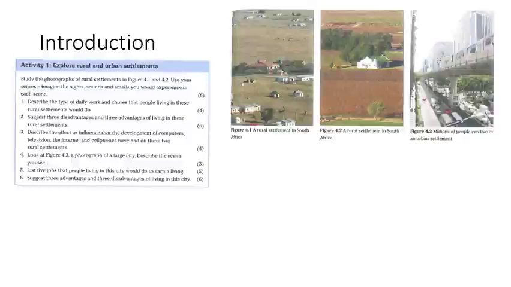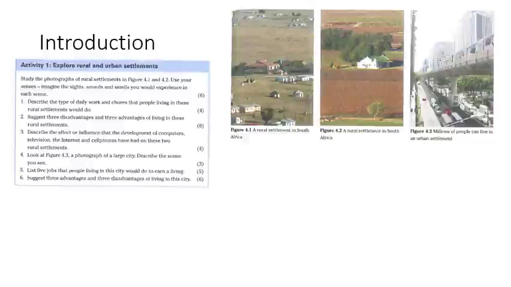If we look at figure 4.3, describe the scene that you see. Now be detailed, guys. Look at all the items on that image. List 5 jobs that people living in the city would do to earn a living. And suggest 3 advantages and 3 disadvantages of living in the city. Once you've written down those answers, pause this video, and then look at the answers on the next page to see if you got it right.